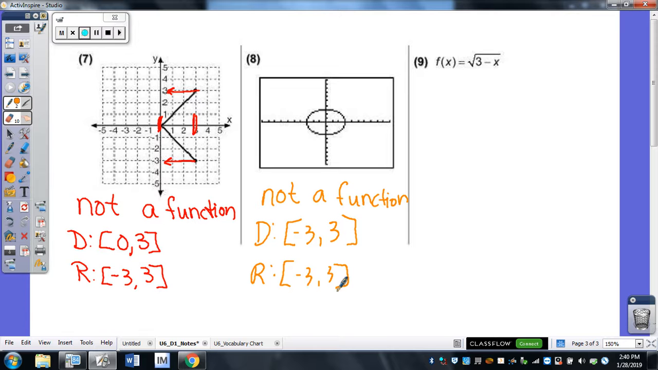Now, not all circles work out that way. If they're centered around the origin, they would. All circles are perfect. They all have the same thing.